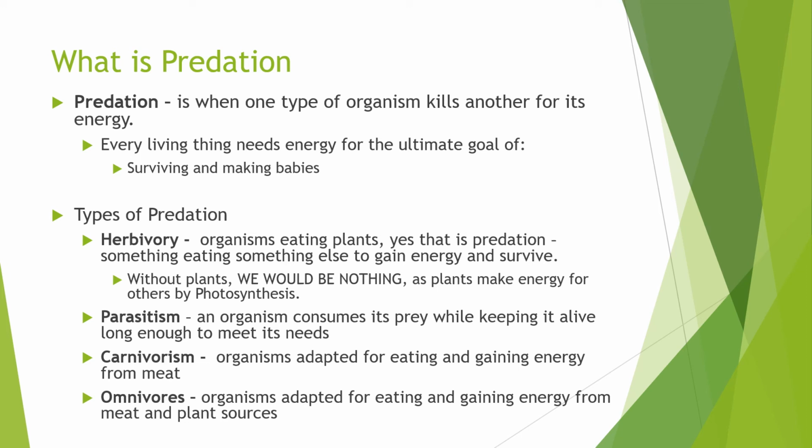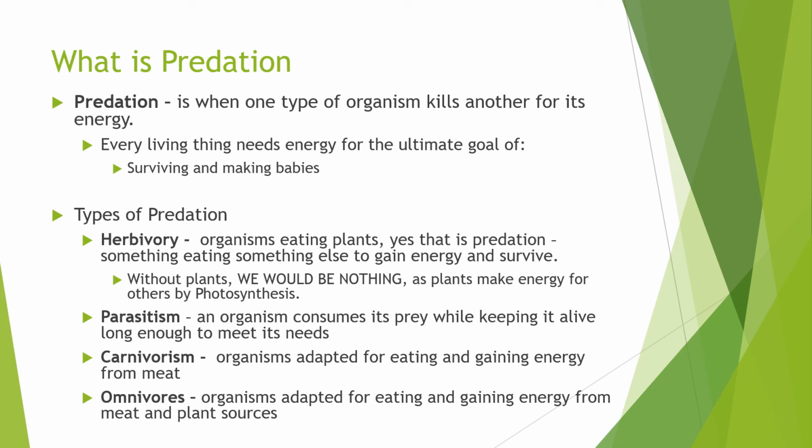Then we have carnivorism, which is where organisms are adapted for eating and gaining energy through meat. So a lion is a carnivore. It has to eat meat in order to have energy to live and breed. And then there's omnivores, which are things like several different kinds of ape species. Humans can be labeled as omnivores unless you choose a different, vegetarian diet. But anyways, that is an organism that is adapted for eating and gaining energy from both meat and plant sources.